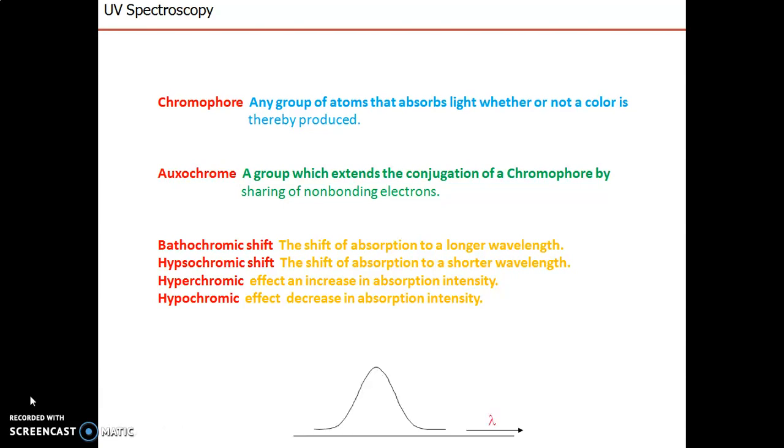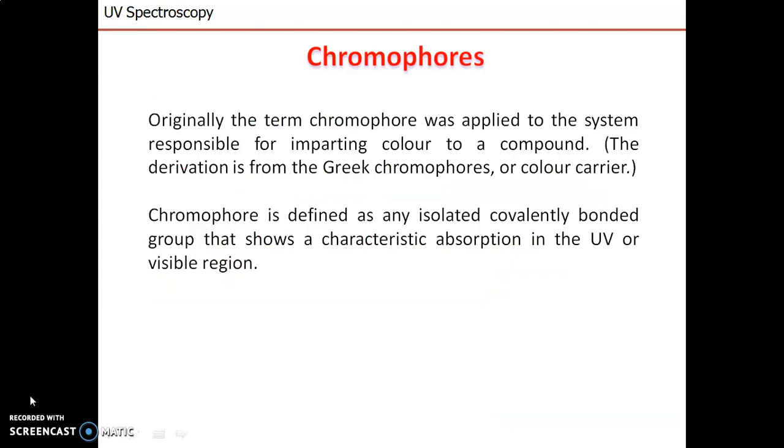Then next is a very important term, chromophore. What is chromophore? Originally the term chromophore was applied to the system responsible for imparting color to the compound. Means earlier it was defined as any compound which is giving color is a chromophore, but nowadays the definition is modified. Now chromophore is defined as any isolated covalently bonded group that shows a characteristic absorption in the UV region or visible region.